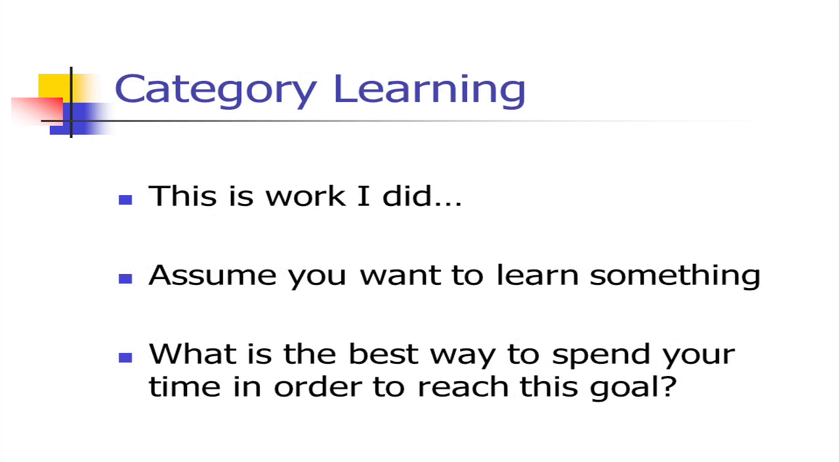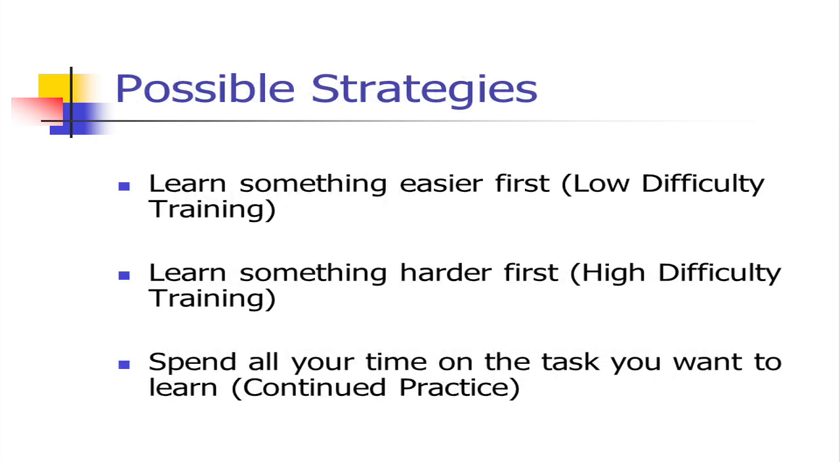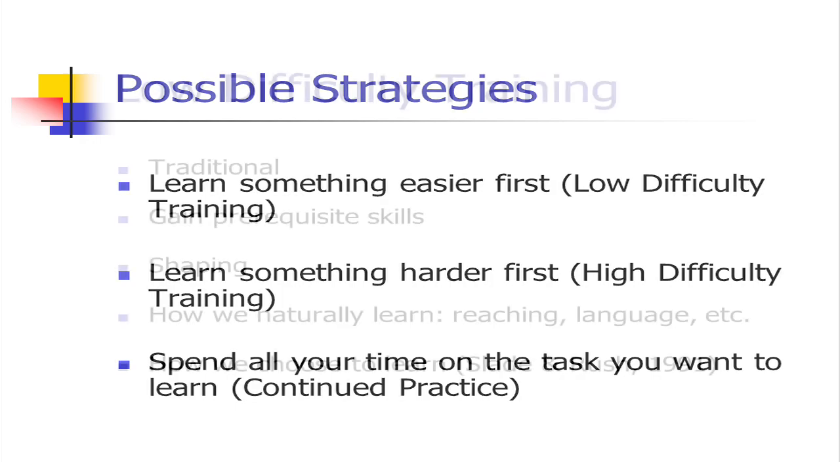I want to talk a little bit about some work that I did in category learning. So the idea here is you wanted to learn something, and I wanted to know what is the best way to spend your time in order to learn it. Some options: you could learn something easier first, so kind of step up the difficulty. Another option is you could learn something harder first, so you could get exposed to something that was actually more difficult, and then hopefully some of that information will translate to what you're trying to learn. Another option is you could just spend all of your time trying to learn the task that you're trying to learn. Okay, so those are the three options that I want to talk about.